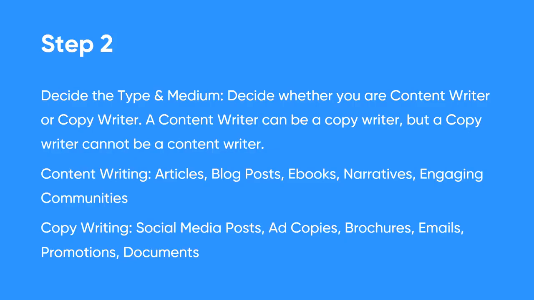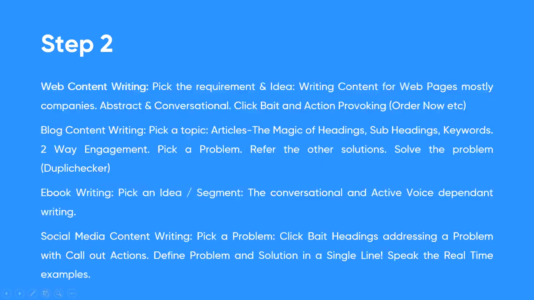So that's what I have given you here. Content writing: articles, blog posts, ebooks, narratives, engaging communities. Copywriting is basically writing social media posts, ad copies, brochures, emails, all these things. Now let us go to step number 2. What are all the types of content writing?